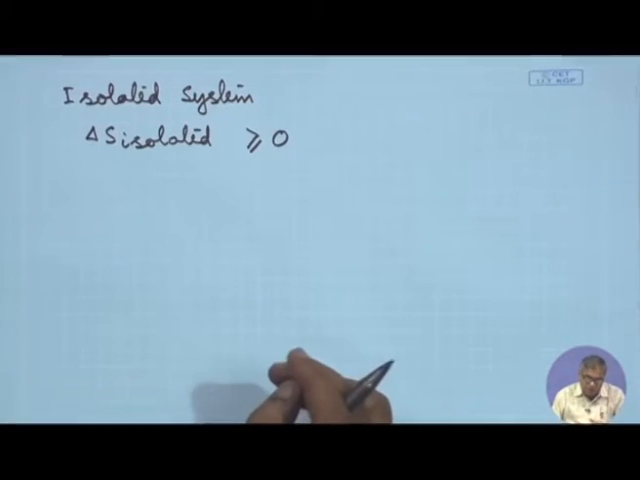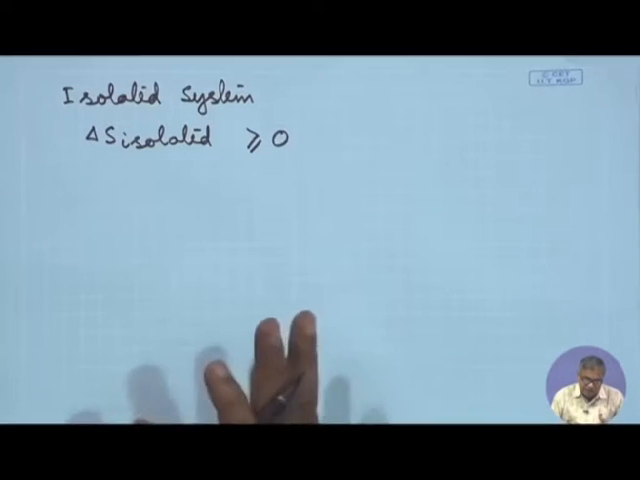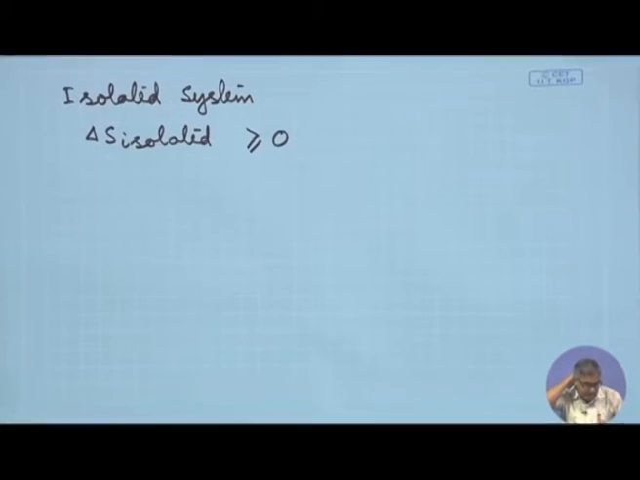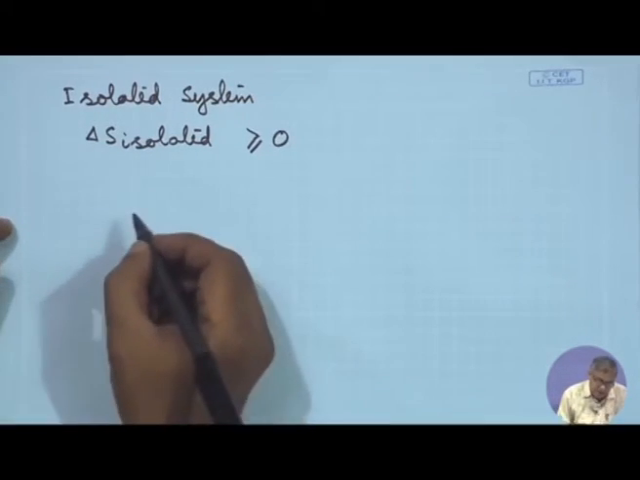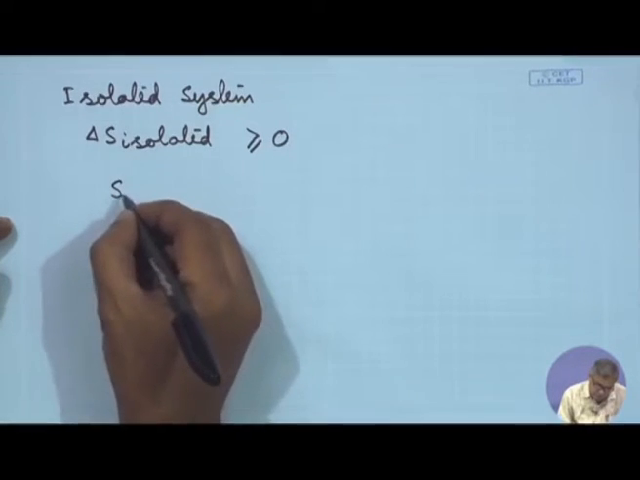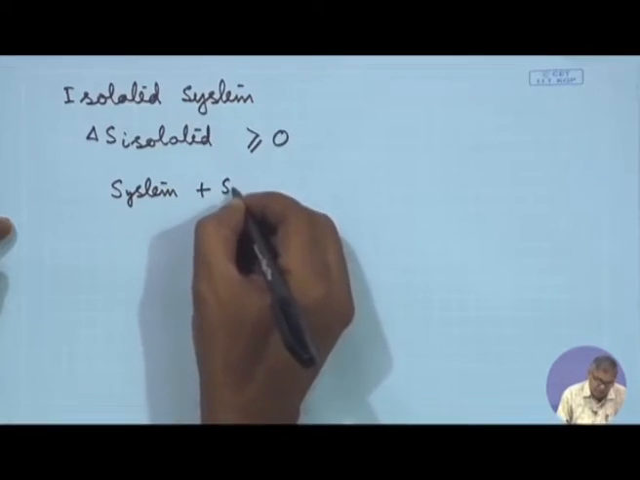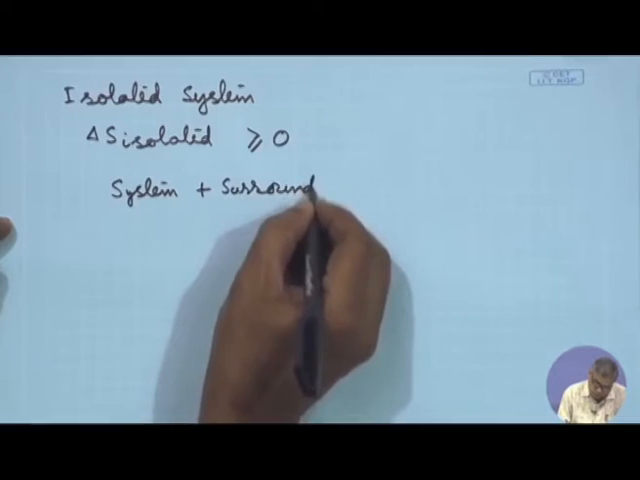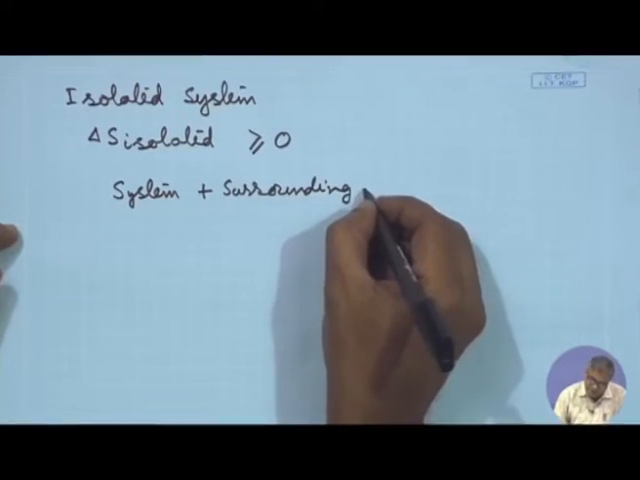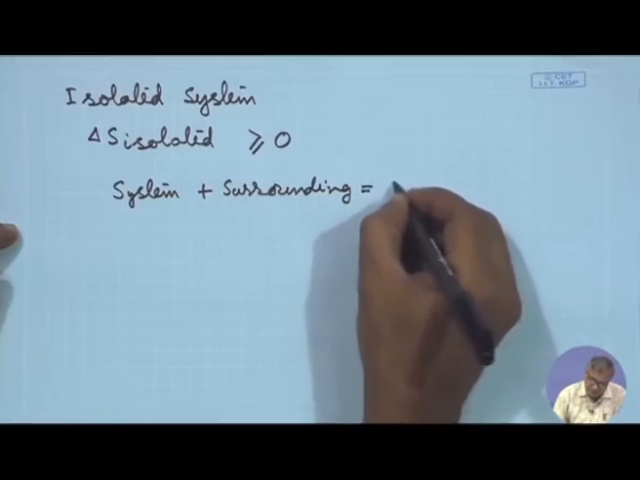So, an isolated system means that it is not interacting with anything outside the system, either in terms of mass exchange or in terms of energy exchange. In that case, what happens? If we take system plus surrounding, so we are encompassing everything, then this becomes an isolated system.